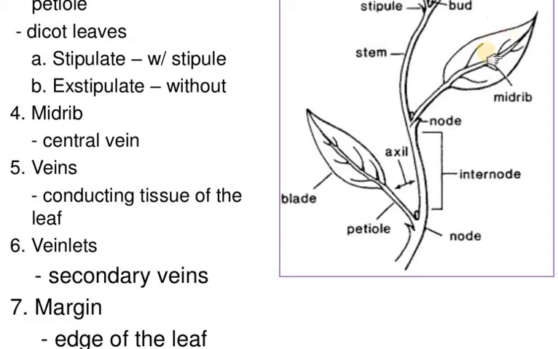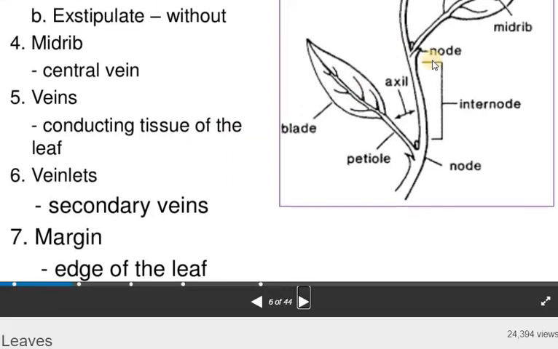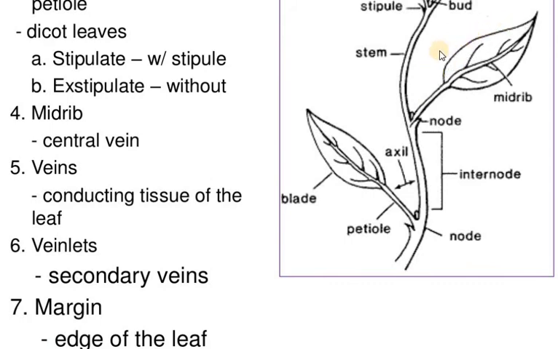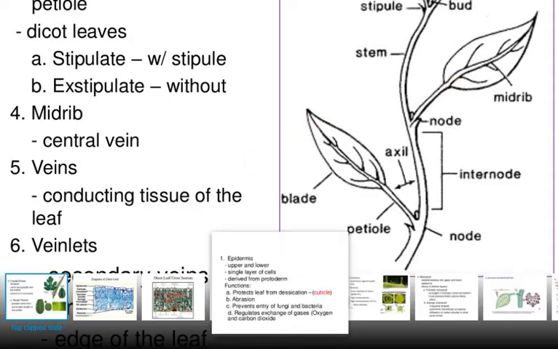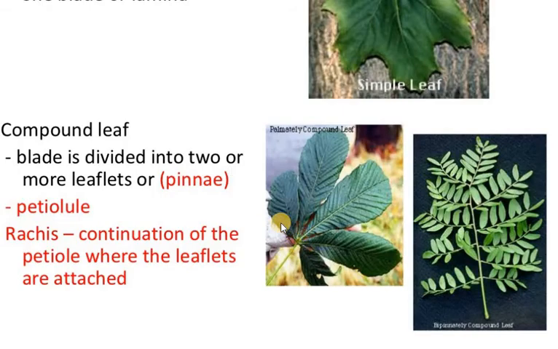The conducting tissues, xylem and phloem, which are located in leaves are called veins, and the branches of these veins are called veinlets. The outer boundary of the leaf is called leaf margin, that is the edge of the leaf. Depending on the divisions of leaf lamina, the flattened region of a leaf, a leaf can be a simple leaf or a compound leaf.